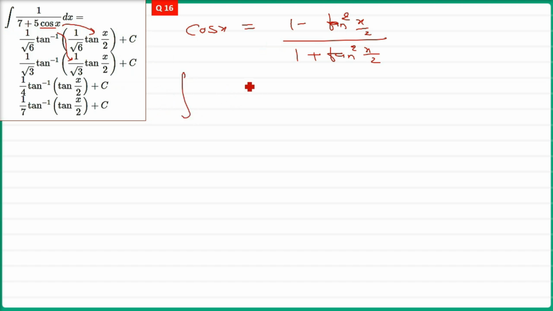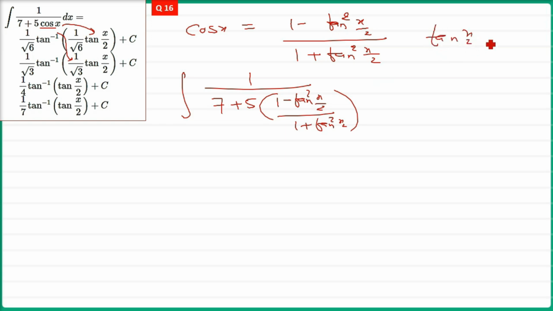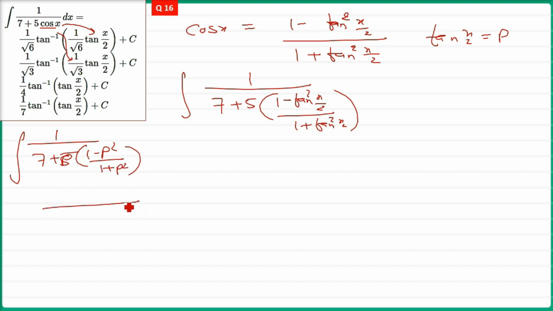So this is the integration of 1 by 7 plus 5. In place of cos x now, we'll write 1 minus tan square x by 2 divided by 1 plus tan square x by 2. In order to make you understand, because this tan square x by 2 will make the screen very clumsy, I'm just assigning some letter to it, not differentiating, just to show you that we are dealing with tan square x by 2. So 7 plus 5 into 1 minus p square by 1 plus p square, and this will remain only till we resolve it. So 7 into 1 plus p square plus 5 into 1 minus p square.